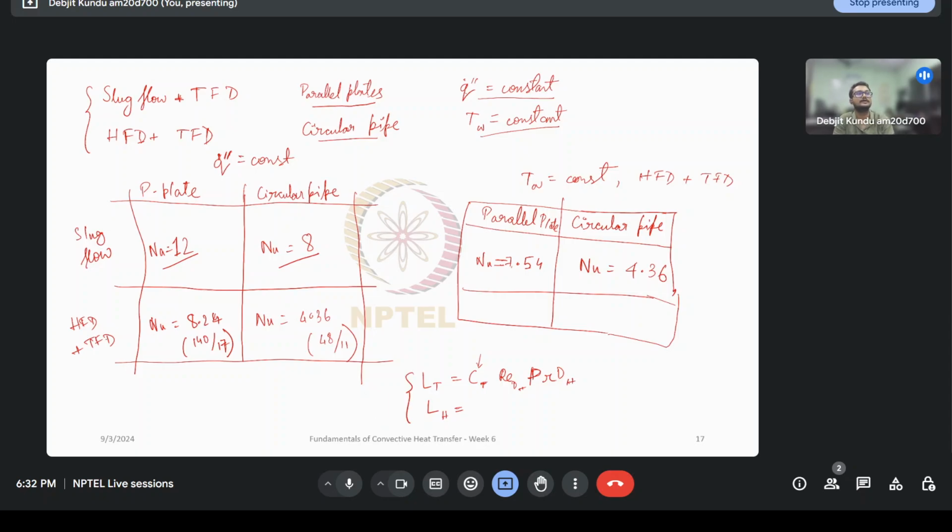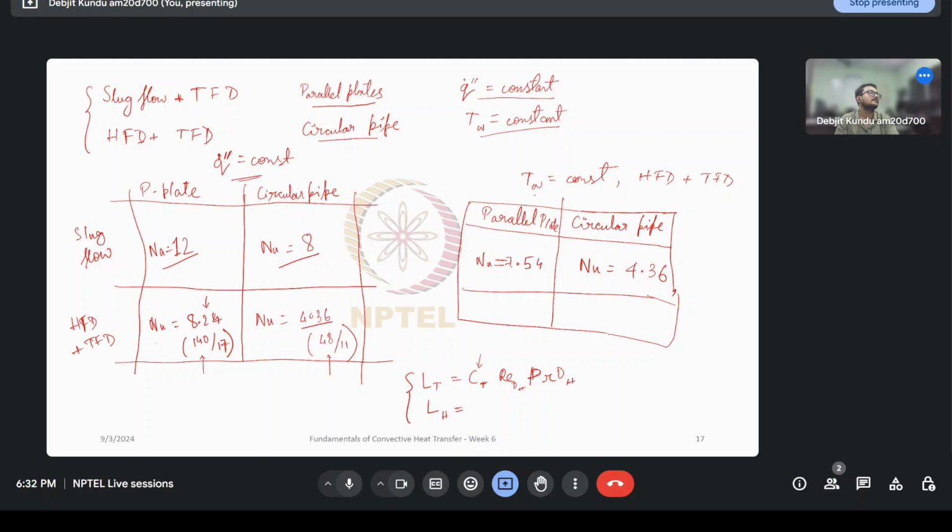Now, another case where, for the rest of the pipe, when there is development of both the boundary layers, in that case, and with wall heat flux constant, we get the Nusselt numbers for parallel plate as 8.24 and that for circular pipe as 4.36. The actual fractions are these, 140 by 17 and 48 by 11. These come from exact solutions of the energy conservation equation.